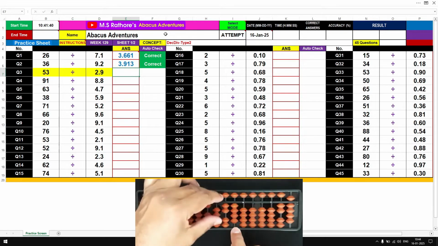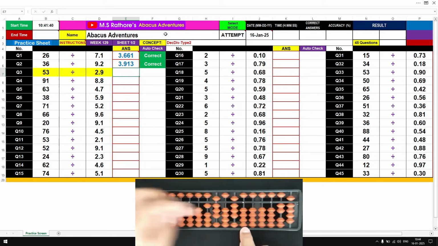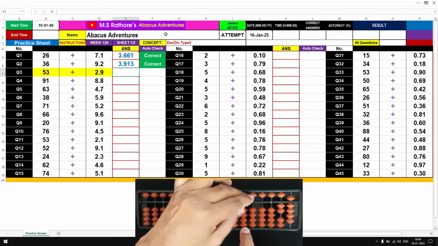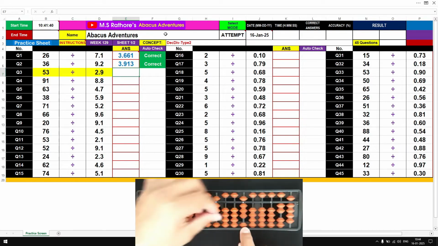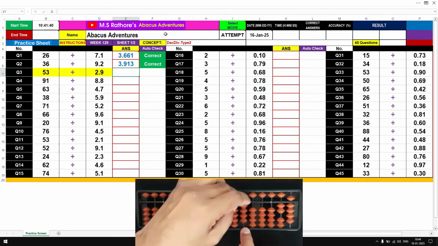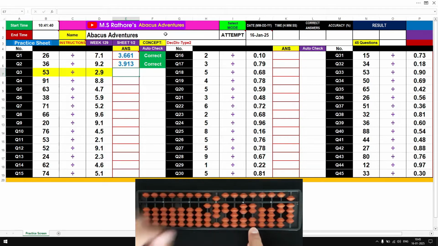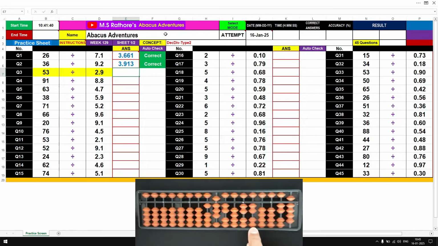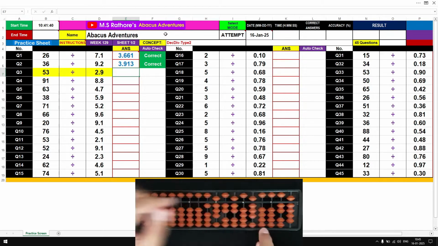2 8s are 16, finger shifted. 9 8s are minus 72. New round, the value is 8 now. 2 2s are minus 4, shifted. 9 2s are 18. New round, 22 is the new value. 2 7s are 14, finger shifted.